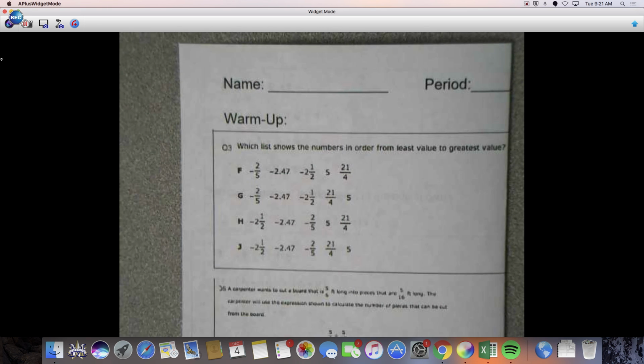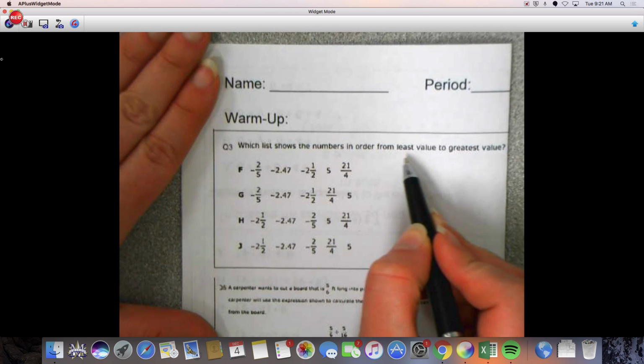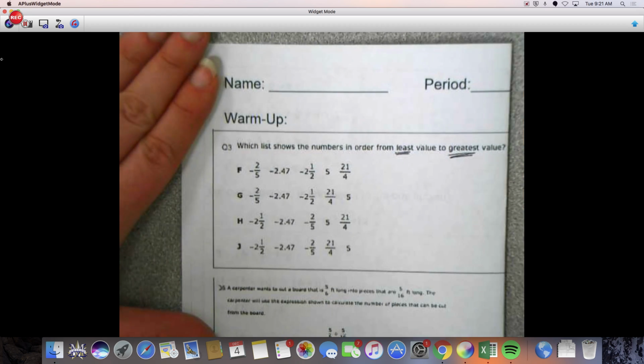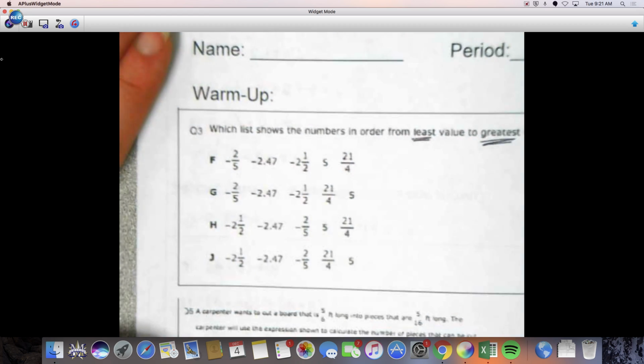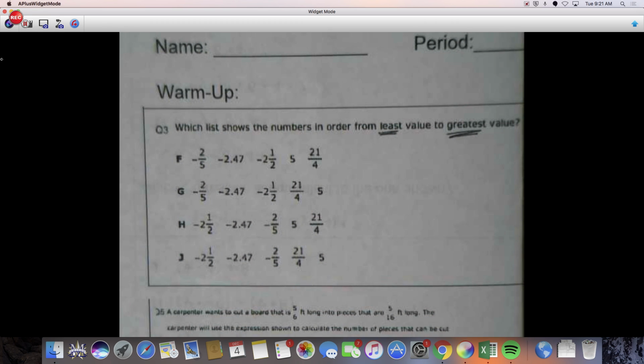Let's start by looking at question 3. It says, which list shows the numbers in order from least value to greatest value? If you haven't already gotten in the habit of underlining those words, I typically underline words and circle numbers in problems. If you're not in that habit, start doing it now, because that's one way to avoid simple mistakes, by noticing if you're going least to greatest or greatest to least.